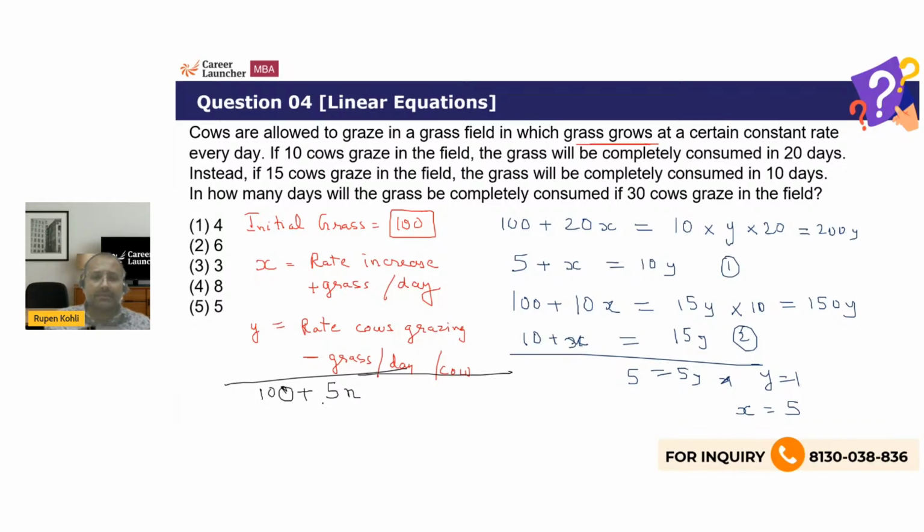So 100 plus 5n will be produced and should equal what is consumed. Since there are 30 cows, at the rate of y, which is 1, 30 units will be consumed per day. So 30 units, and n days, 30 into n will be consumed. Okay, so that's it. 100 plus 5n equals 30n. So 25n I'm getting to be equal to 100. n is coming to be 4. Right? So in 4 days, this will be consumed.